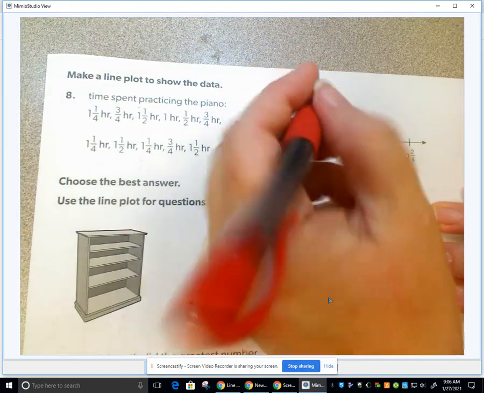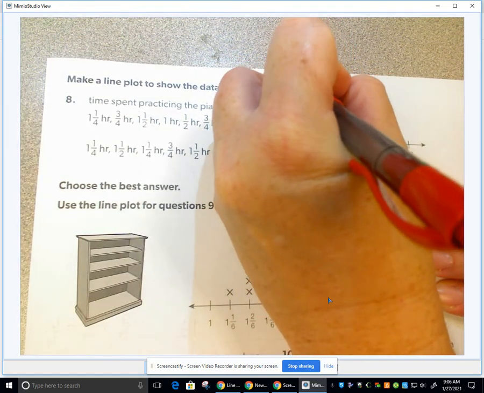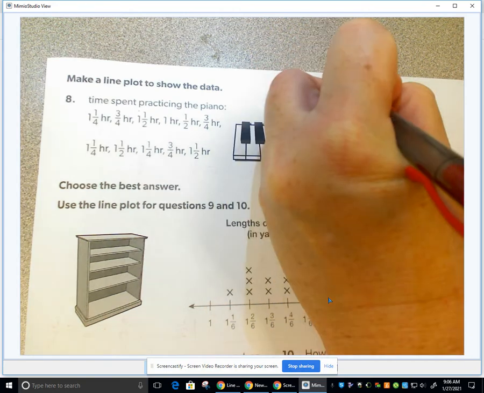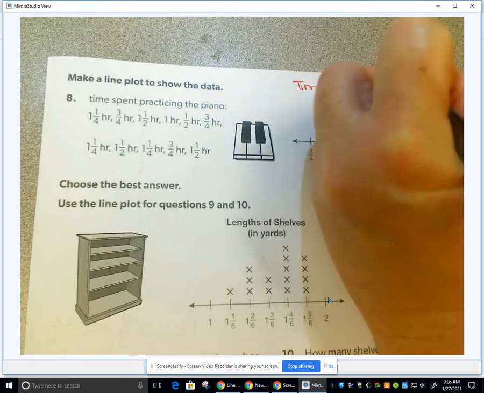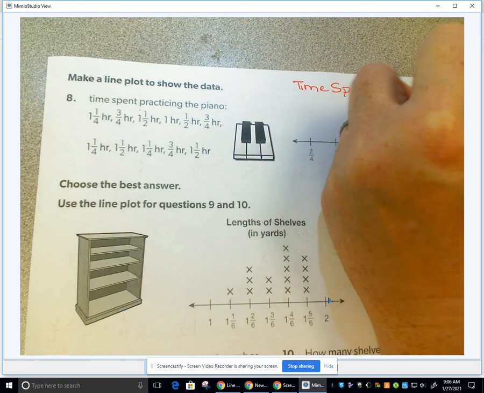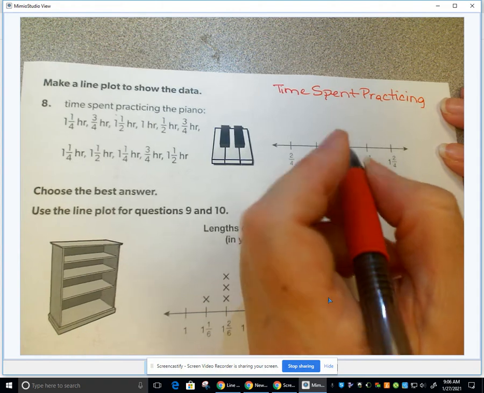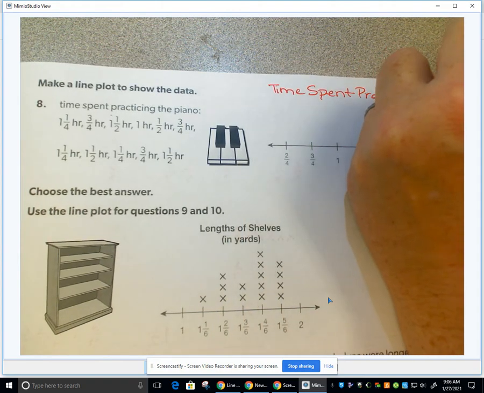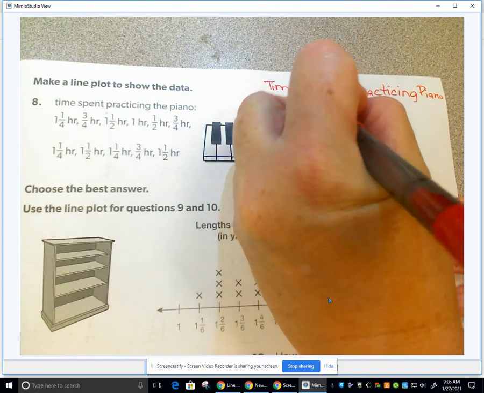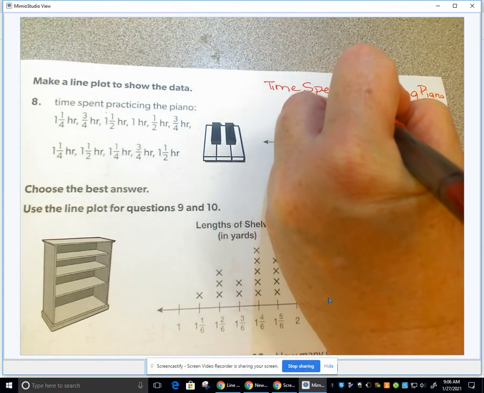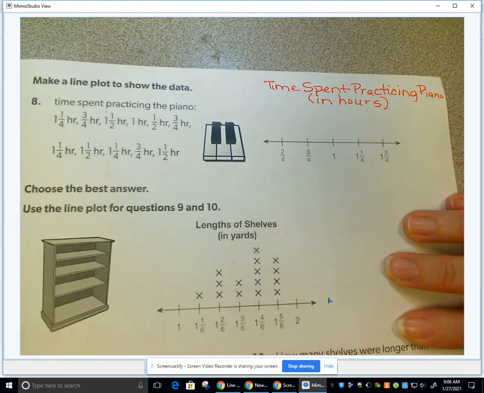So let's call it, we've got to have a title. Time spent practicing, I got to write smaller, don't I? Practicing piano. And it's measured in hours. Now, look at my data points.